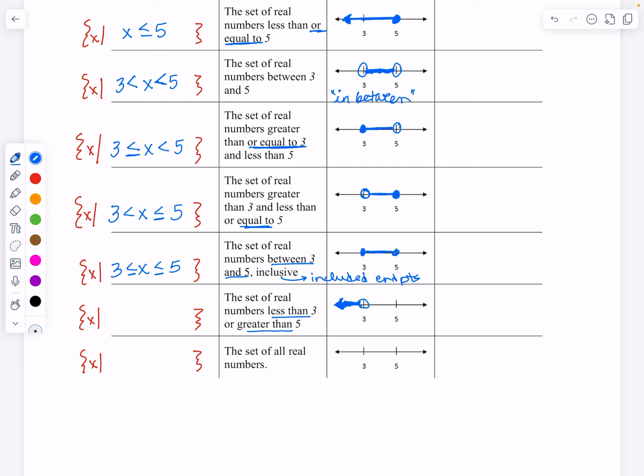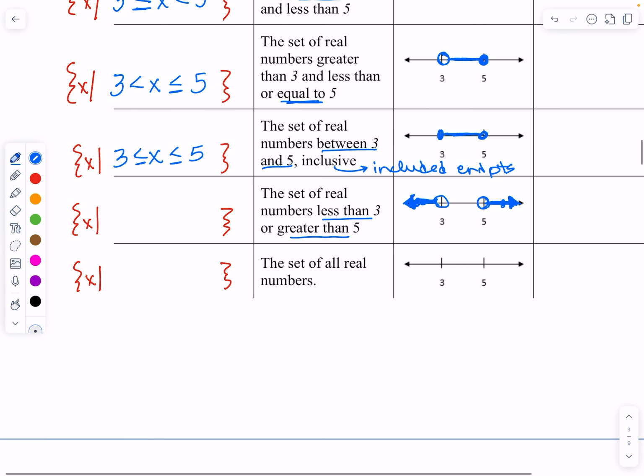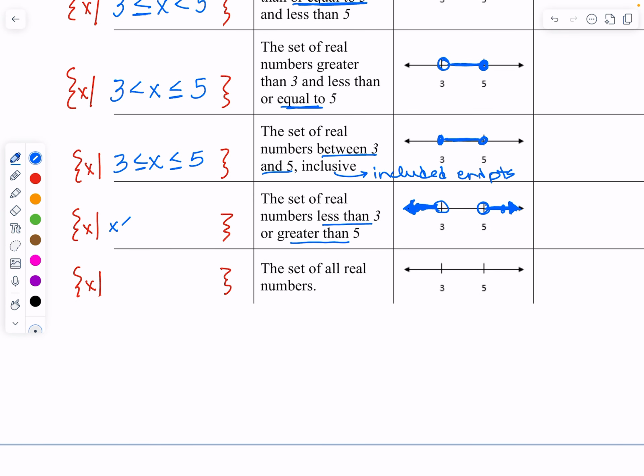Now greater than 5, so 6 will be greater than 5. So it's going to be all the numbers to the right of 5. And it did not have an or equal to, so it's going to be an open dot. Notice it looks like two separate graphs, right? So basically, when we write it in set builder notation, we're going to do the same thing. We're going to have X is less than 3, no equal to, or X is greater than 5, no equal to.